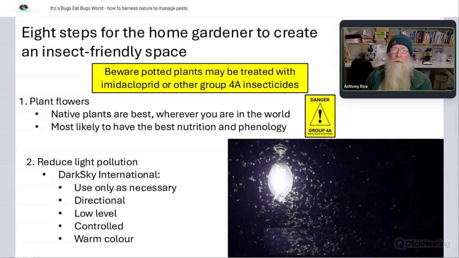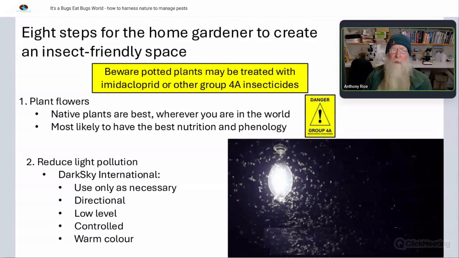I've been really upset by the whole possibility that these beautiful things I've been putting out in the garden could be toxic to the very insects that I'm putting them out there for. Why has it come to pass? Well, there are two pathways to the legal application of imidacloprid and other neonicotinoids in the nursery industry.